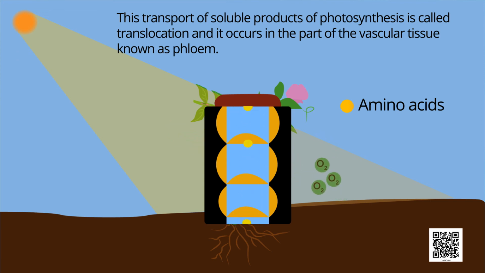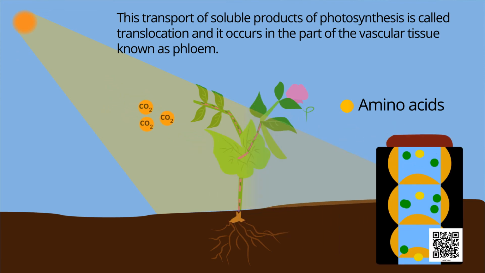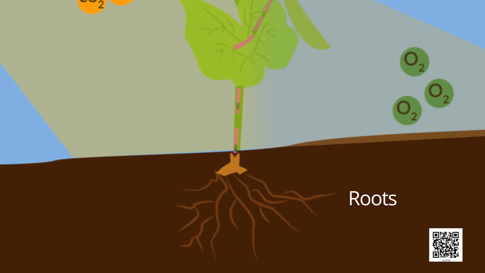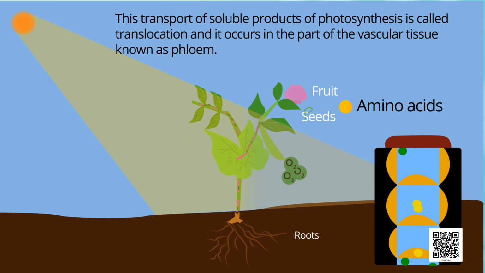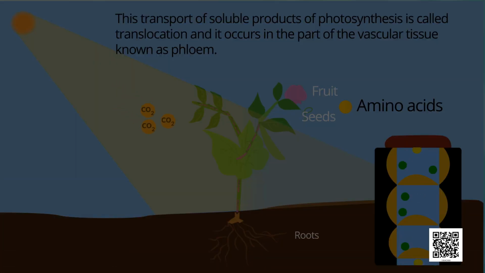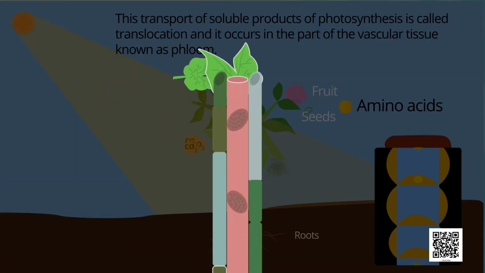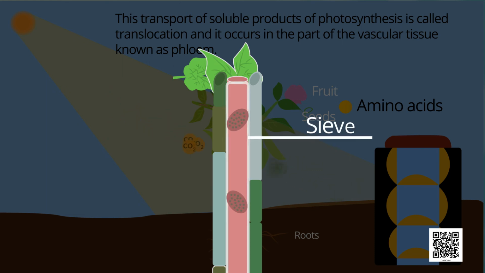These substances are especially delivered to the storage organs of roots, fruits and seeds, and to growing organs. The translocation of food and other substances takes place in the sieve tubes with the help of adjacent companion cells, both in upward and downward directions.